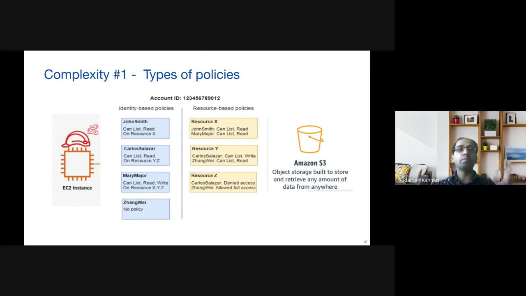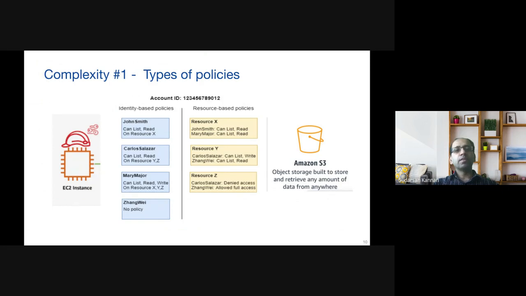It's kind of mind-boggling to really grasp this and say, how do I bring all these 6 policies together and then figure out whether a specific role in an EC2 instance can access an S3 bucket? That's a really complex problem. That's what we are dealing with. That's the first level of complexity, right?